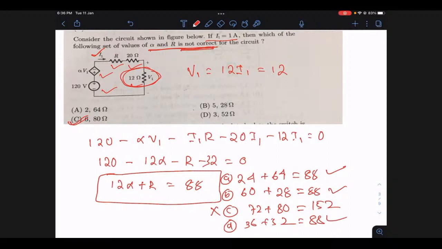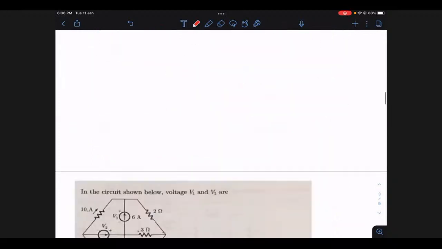These questions are a bit logical, of course, not very straightforward. And you can't expect extremely straightforward questions in the GATE exam, right? So a little bit of logic will be there. Okay, so the answer is option C for this.